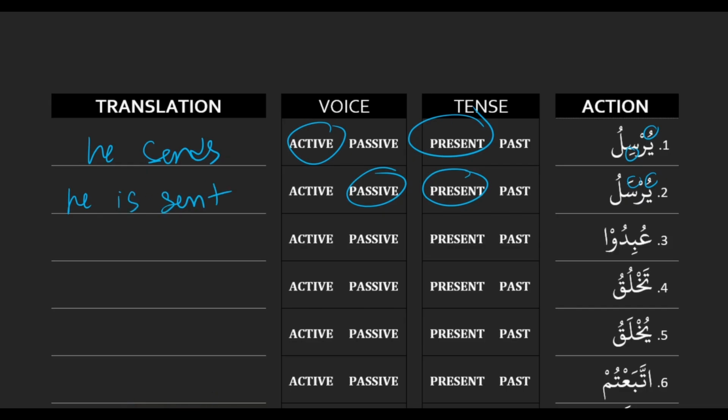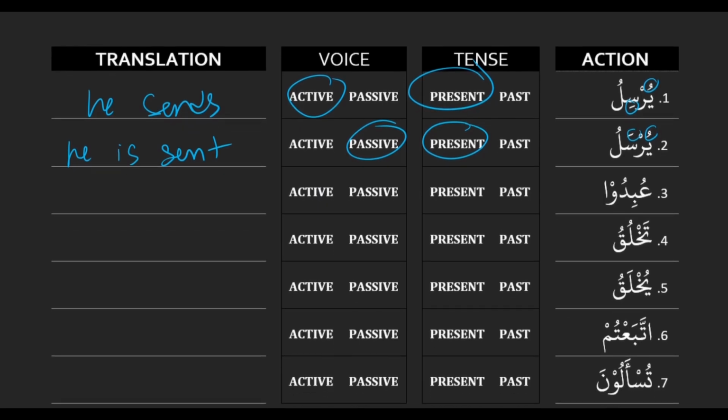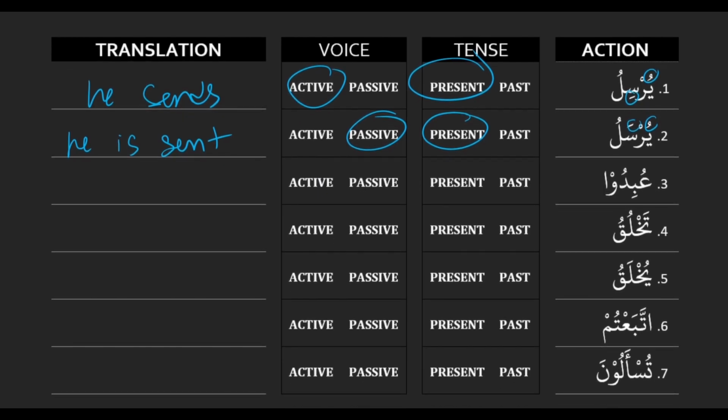It's crazy that one haraka can make such a big difference with the meaning. Yep. Yursilu and yursalu sound so similar, but the meanings are completely different. Okay, good. So you're following the process very well.